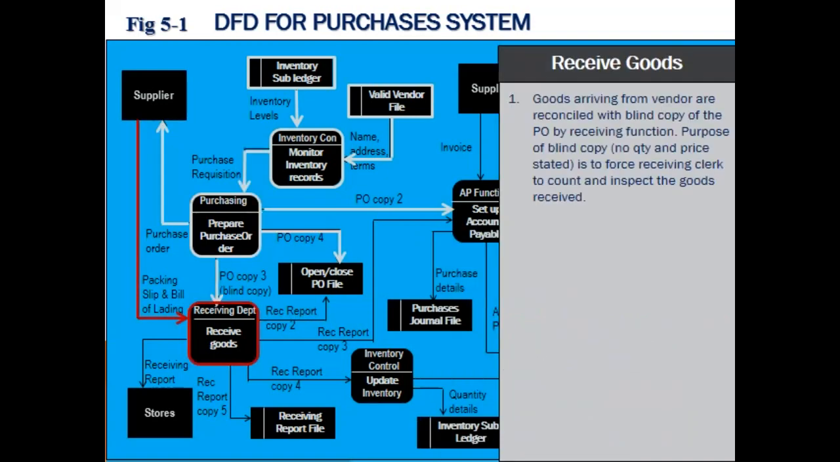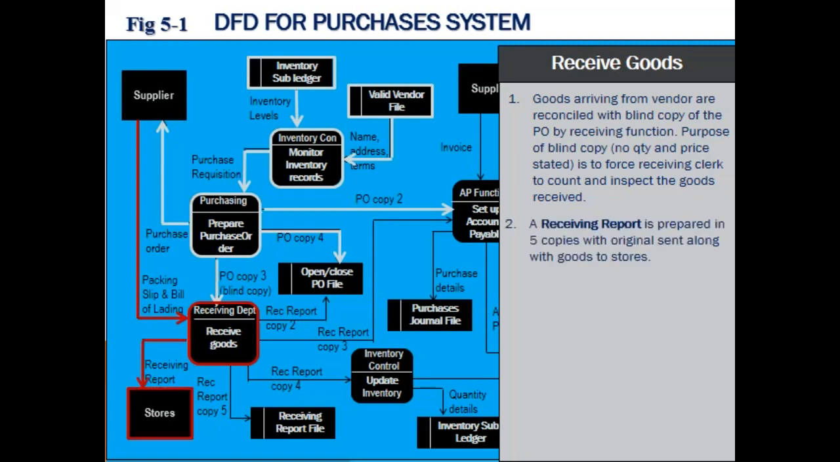After an interval, the goods arrive at the receiving department. The receiving clerk will then reconcile the blind copy of the PO with the goods received. The purpose of the blind copy, that is, the quantity and prices are blanked out, is to force the receiving clerk to count and inspect the goods received.